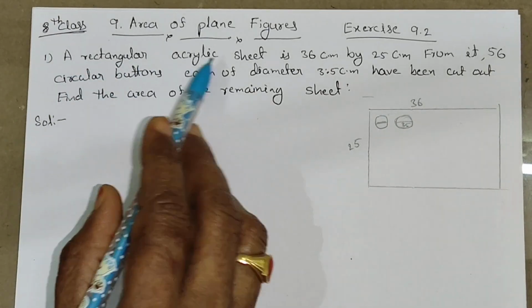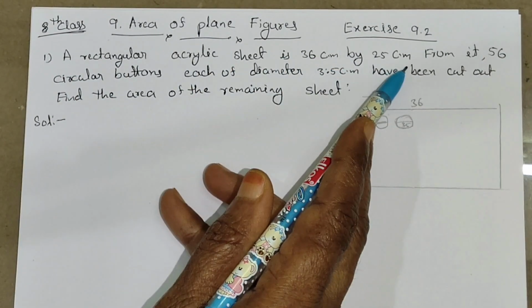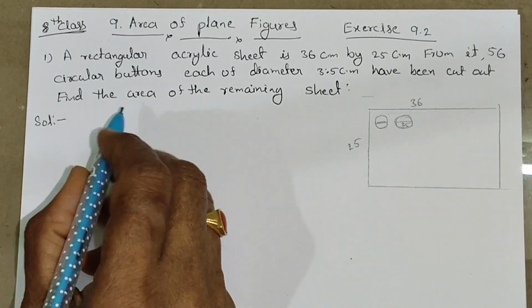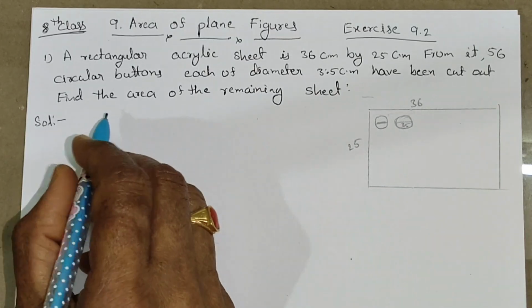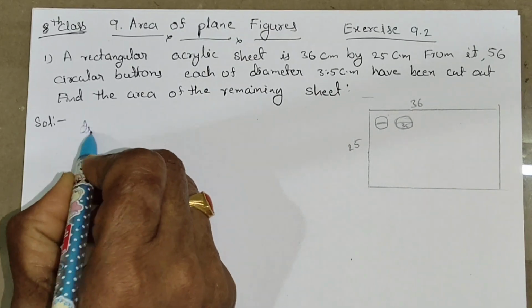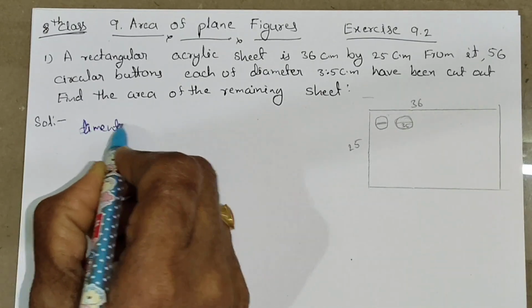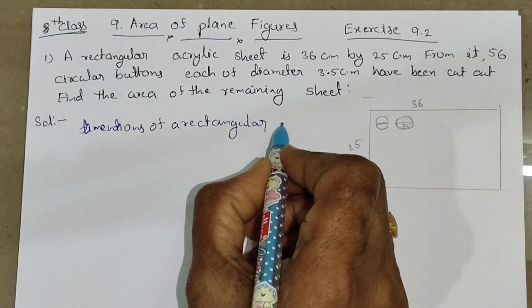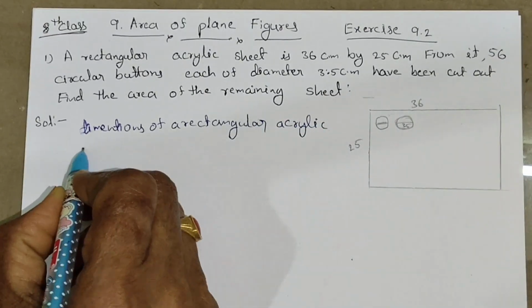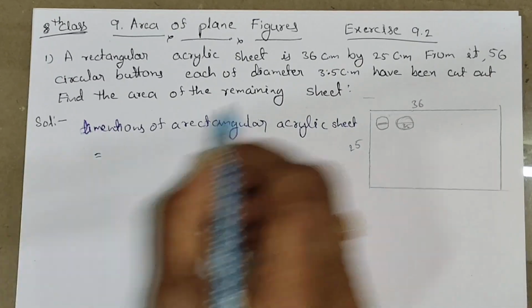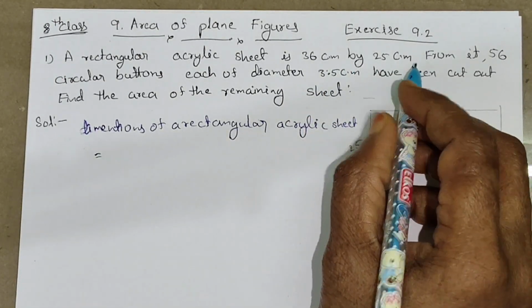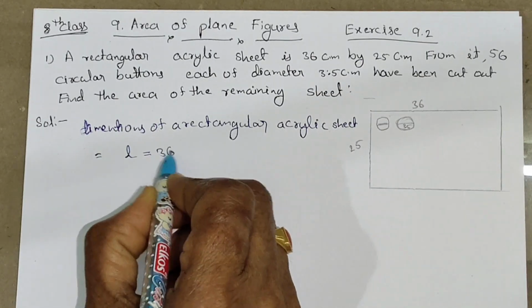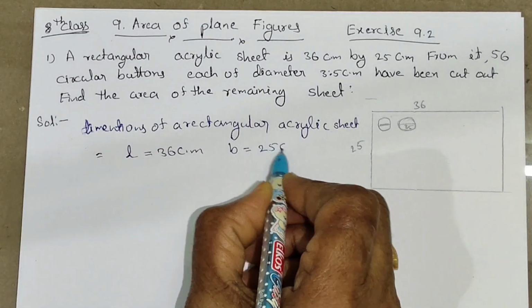The rectangular acrylic sheet is 36 by 25 centimeters. So the dimensions of the rectangular acrylic sheet are 36 centimeters and 25 centimeters, which means length L is 36 centimeters and breadth B is 25 centimeters.